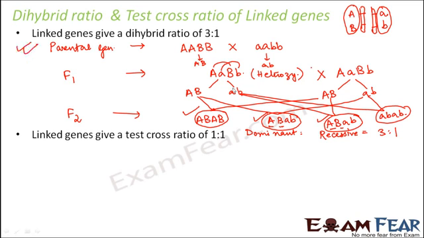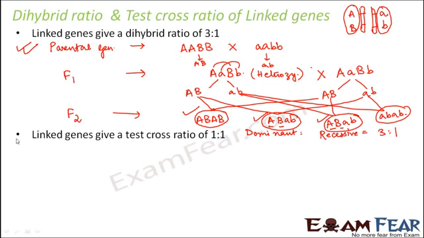But if it had not been a linked gene, in that case you would have got two more gametes here. When you get two more gametes, you get more combinations. When you get more combinations, your F2 generation output also changes.